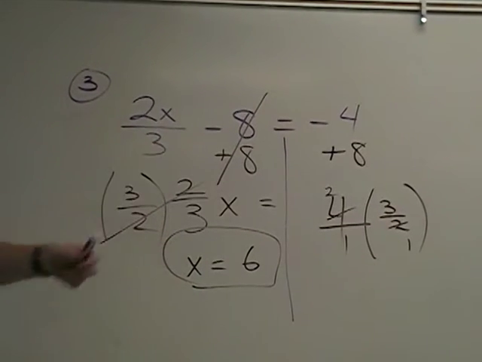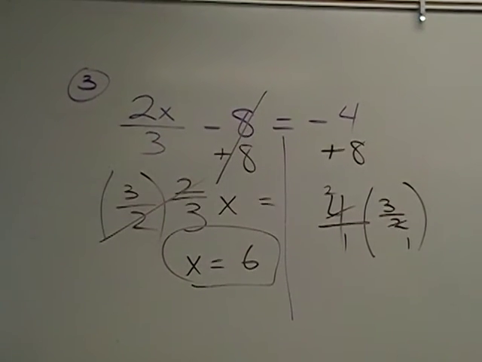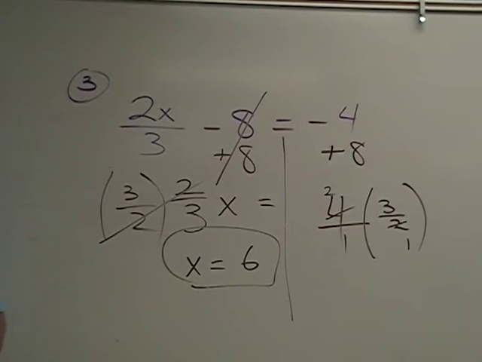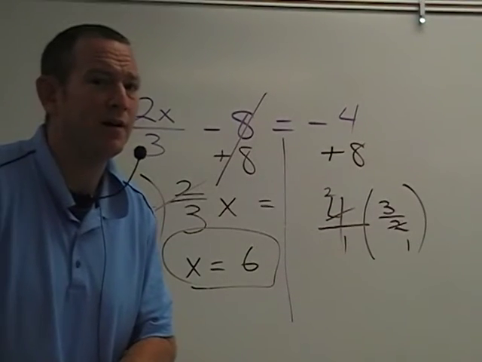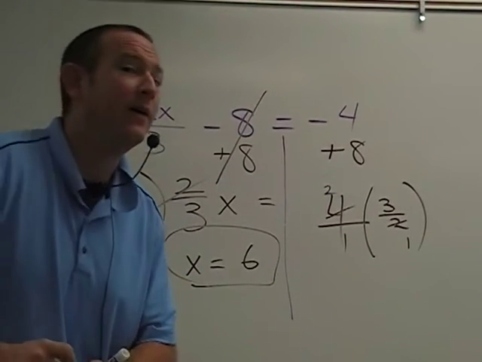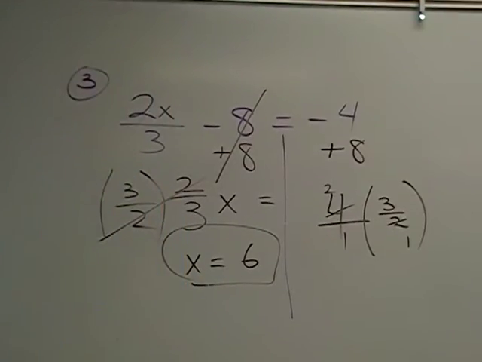You can check it. 2/3 times 6 minus 8 equals negative 4. Thumbs up if that's easy for you. Thumbs to the side if it's kind of tricky. Thumbs down if you don't know how to do it at all. It's okay. We're learning.